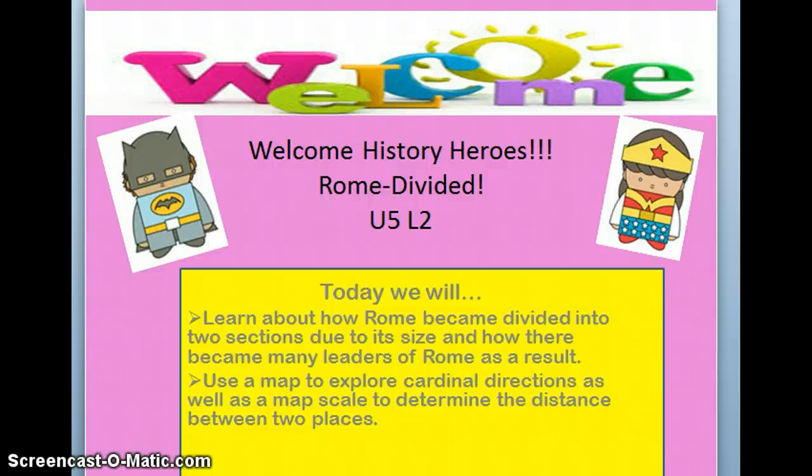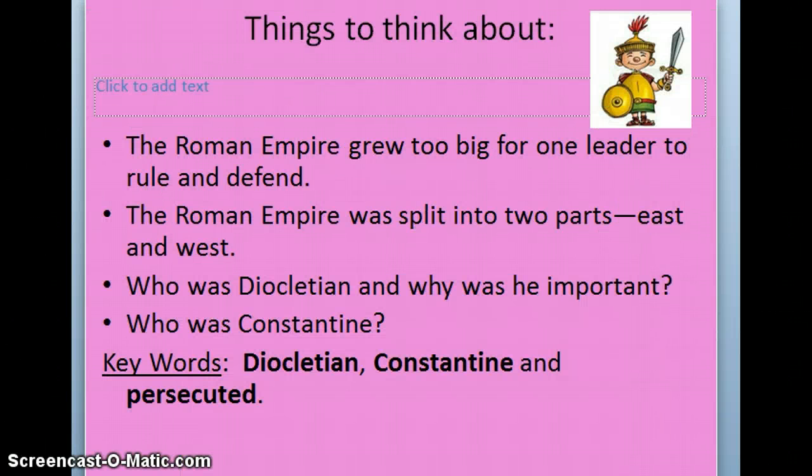Today we're going to talk about how Rome became divided into two sections due to its size and how there became many leaders of Rome as a result. We're also going to use a map to explore cardinal directions as well as map scale to determine the distance between two places. All right, review.